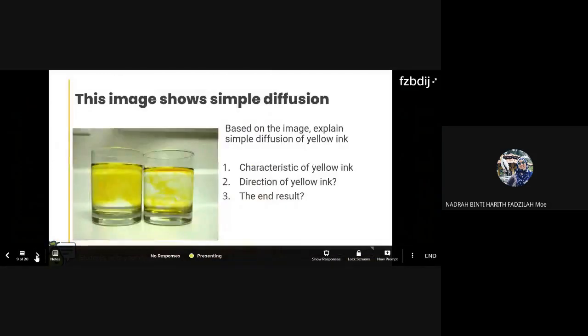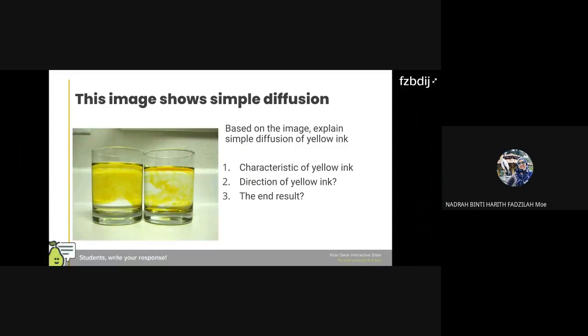Alright. Let's take a look at this one. Okay. This image shows simple diffusion. Based on the image, let us explain simple diffusion of yellow ink in the glass of water. Okay, what we explain by starting with the characteristic of yellow ink.